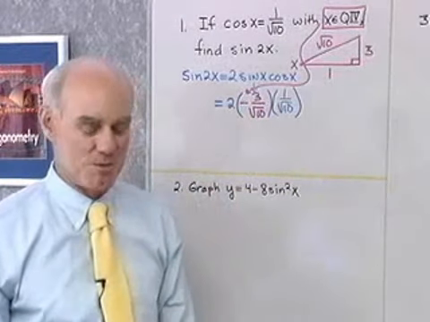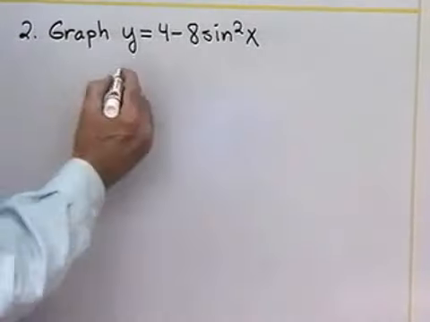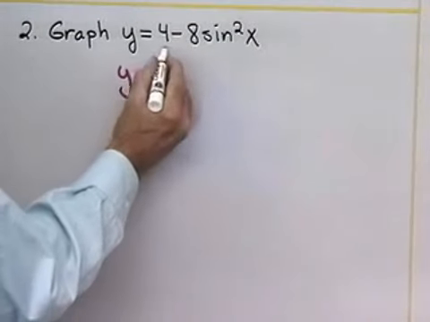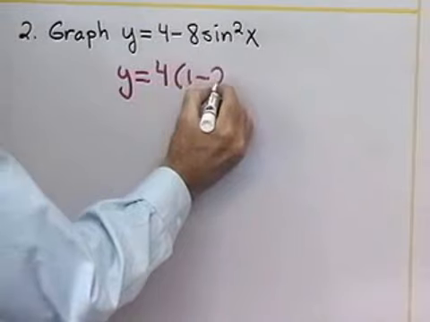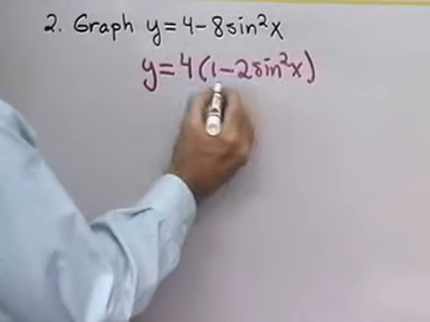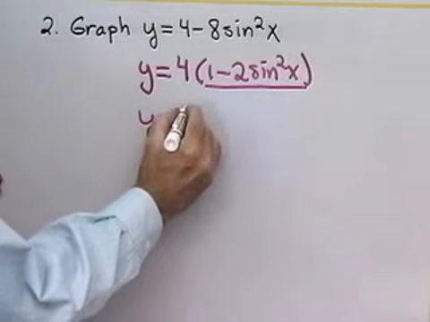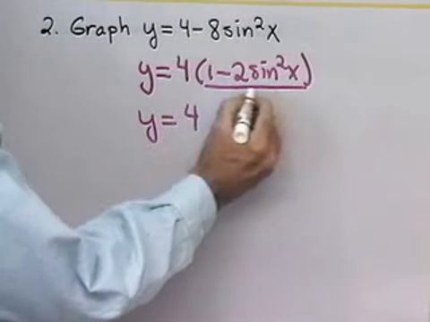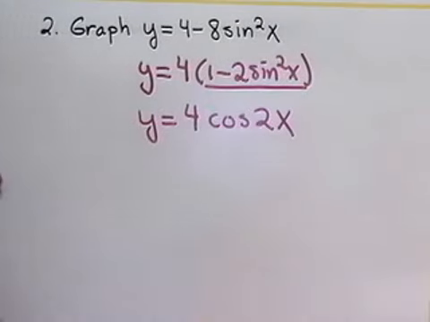Let's go on and look at the next problem. Now I want to graph y equals 4 minus 8 sine squared x. Let's start by factoring a 4 out of each term. What's left is 1 minus 2 sine squared x. Then I recognize this as the expanded form of cosine 2x. So I can rewrite this as 4 times cosine of 2x.